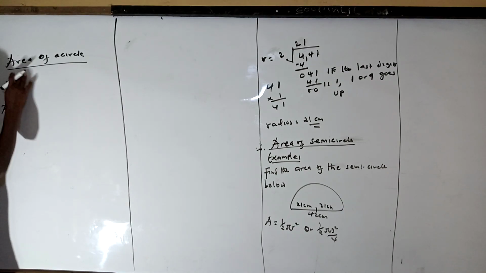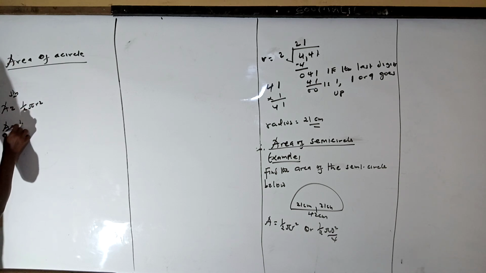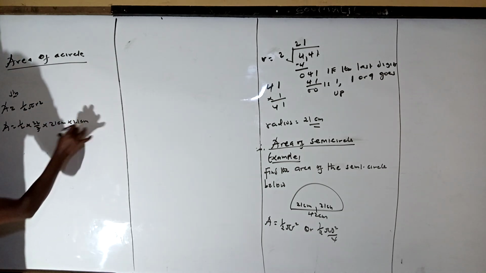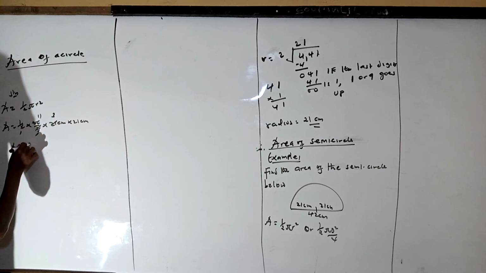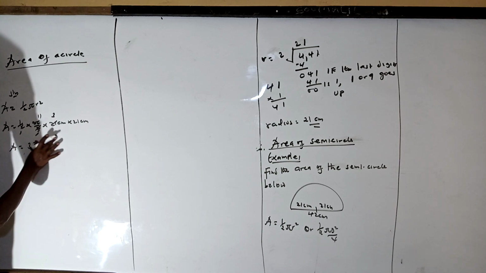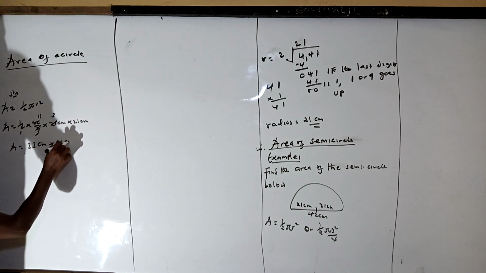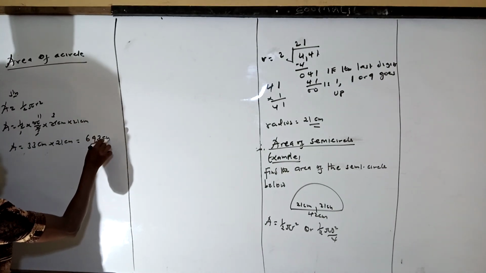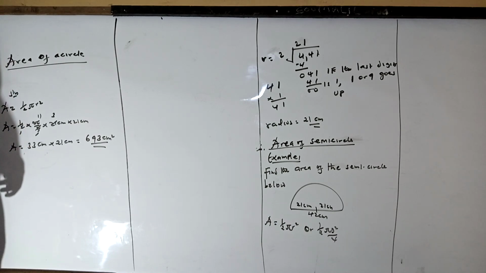Area is equal to a half by πr squared. So area is equal to a half times π times 21 centimeter times 21 centimeter. By 7, 1; by 7, 3; by 2, 1; by 2, 11. Area therefore is equal to 1 times 11 is 11, times 3 is 33, times 21 centimeter. Hopefully this will give us 693 centimeter square. So that's the final answer.